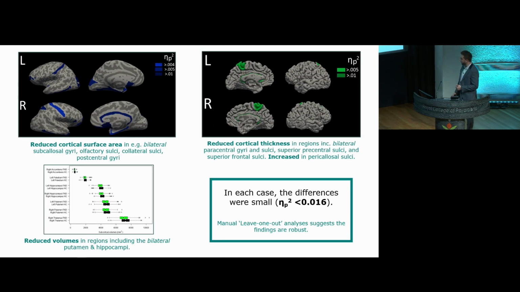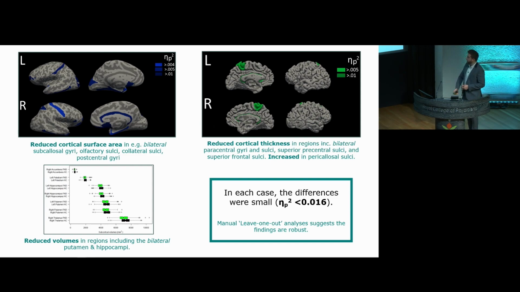This is a visual summary of the initial results that we have from the data. So if you see the top left, this is the comparison between FND and controls at a group level. We saw, on the whole, reduced cortical surface area in disparate regions, but some which are quite exciting, including the bilateral subcallosal gyri, the olfactory sulci, the collateral sulci, and the post-central gyri, so some of the regions that have been implicated in other studies.